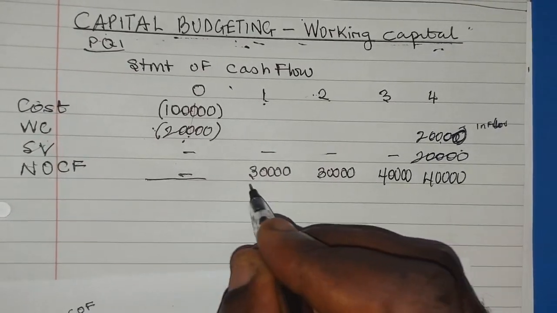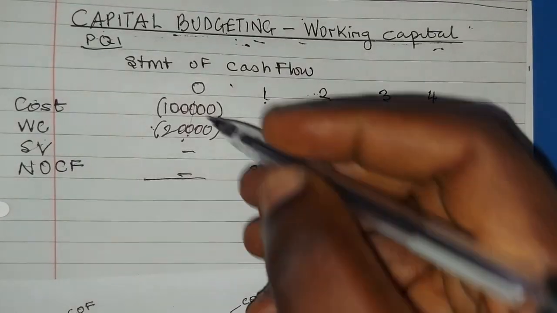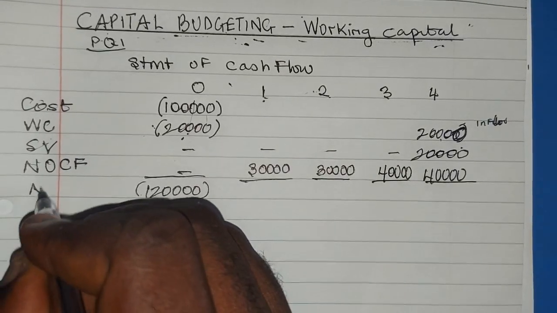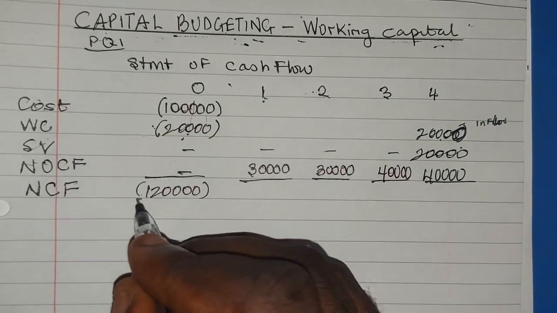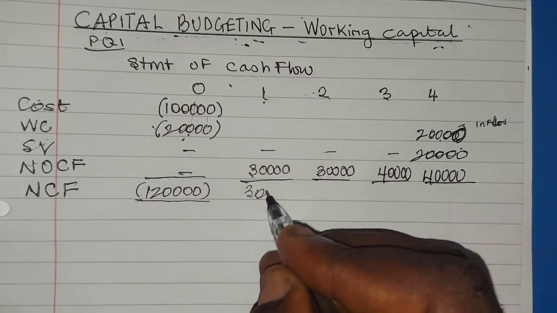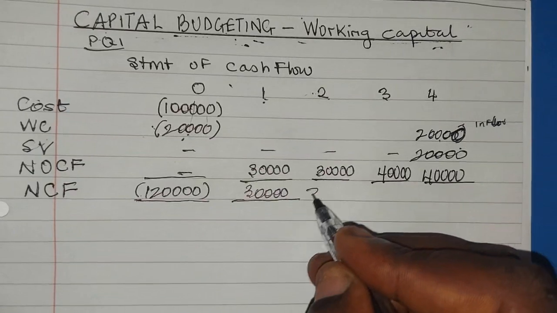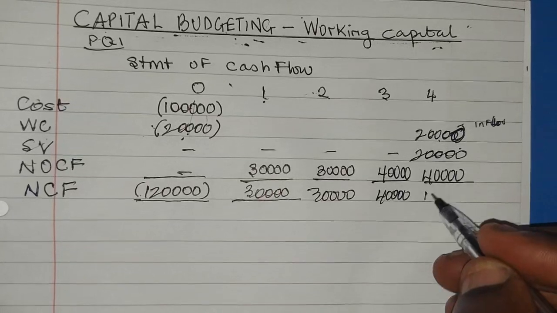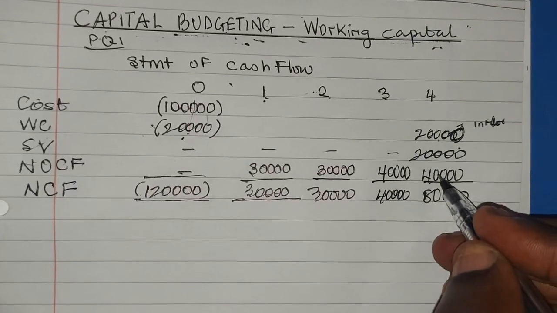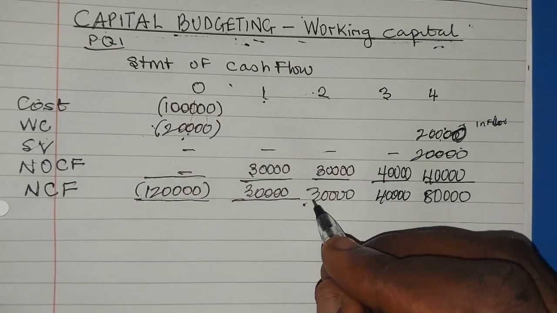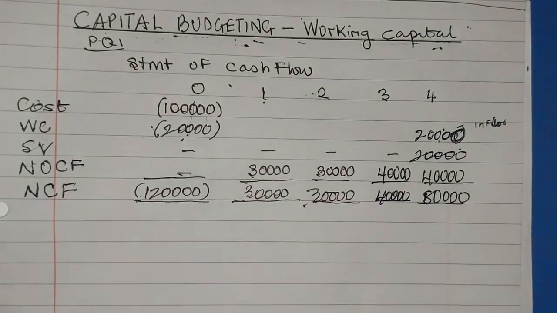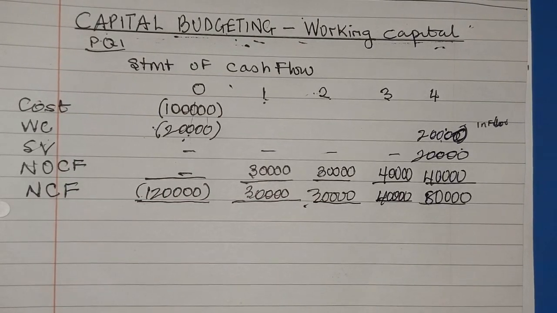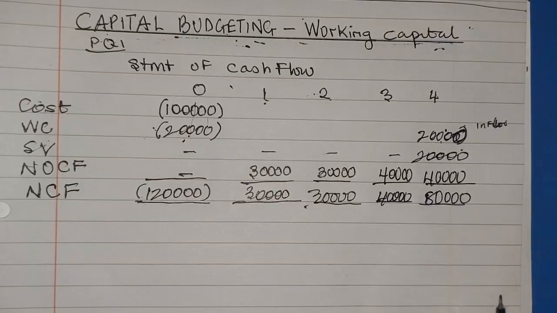Then you add these together. So this one gives 120 in brackets. So this is the net cash flow. 120. This is 30. This is 30. This is 40,000. And of course, this is 80,000. This plus this plus this. Okay? So that is how to calculate the net cash flow of the project. All right. Before you now appraise the project, go and watch my video on investment appraisal.